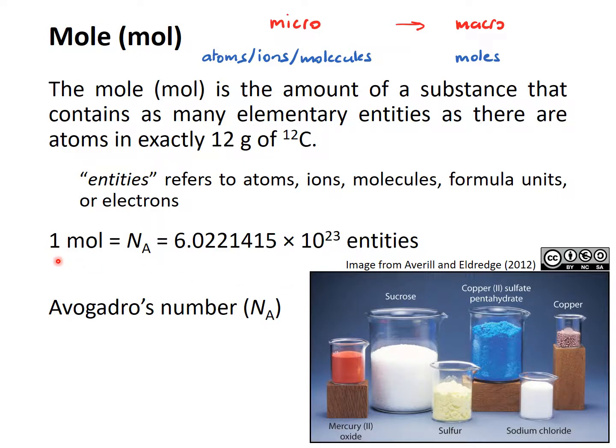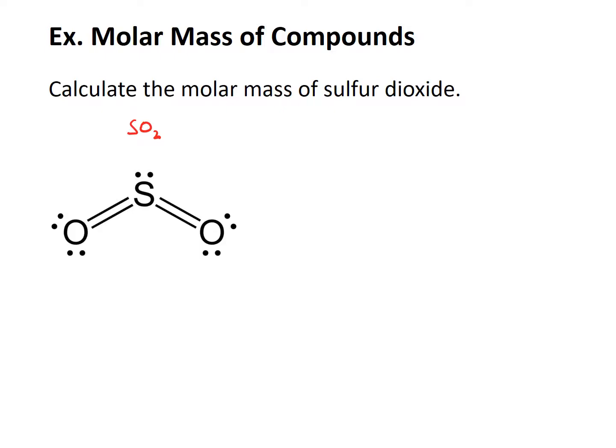The number of entities in 1 mole is approximately 6.022 times 10 to the 23, which is of course the well-known Avogadro's number, which was named after the Italian scientist Amedeo Avogadro. The molar masses of the elements in the periodic table therefore allow us to calculate the molar masses of compounds.